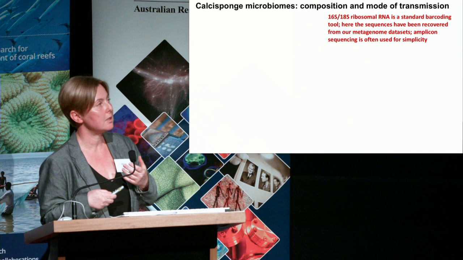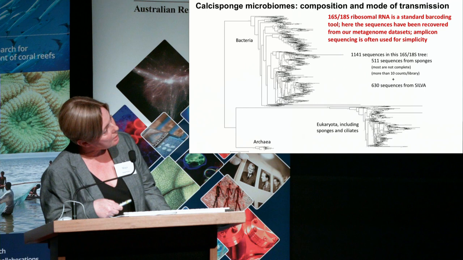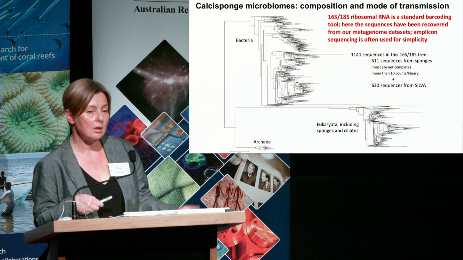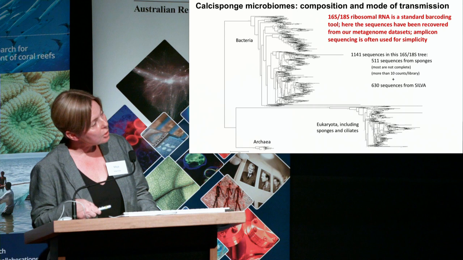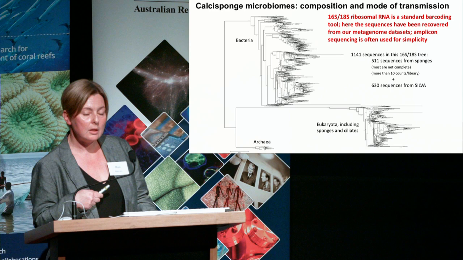So what we have done, or when I say we, in this case I mean Martin, Martin has constructed this beautiful tree that contains 1,141 sequences. 511 of these are derived from sponges, from our datasets. Some are not complete, and they are only limited to those that are commonly present in our libraries, so there has to be more than 10 counts per library. And there are also 630 sequences from a very thorough 16S RNA database, which is called Silva, which allows us to anchor those sequences and allows us also to find out what the sequences we are finding are closest related to.